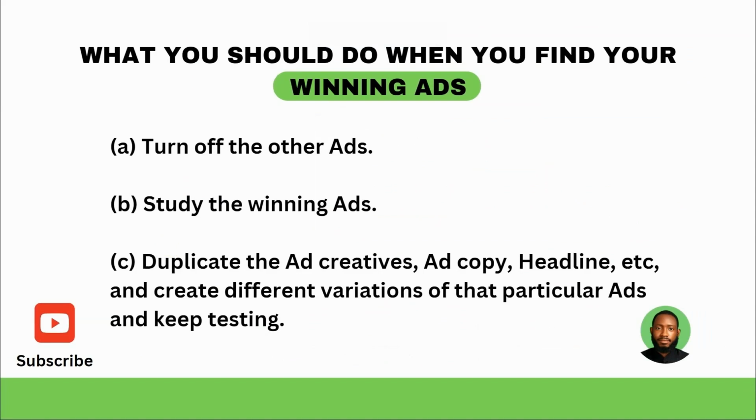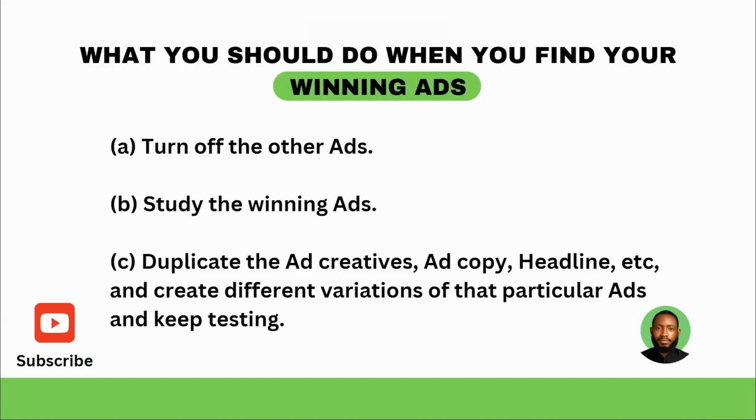You need to look at the winning ads. Study the headline, study the ad creative. Once you do that, you duplicate the ad creatives and the ad copy and also the headline and create different variations of that particular ad and keep testing. Remember what we said? To minimize your risks, you need to keep testing and continue finding your winning ads. Make sure you always have something to test so that whenever your winning ads fall into fatigue, you have a backup plan to help you come up with a new ad creative that will work for your business. So that's what you should do.